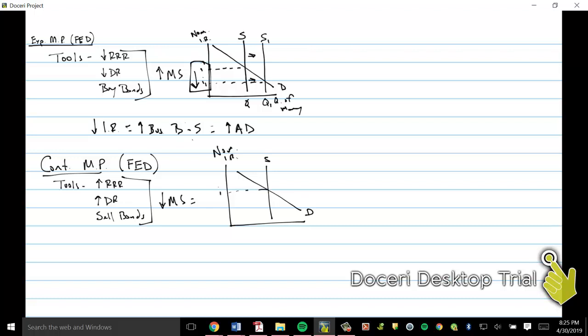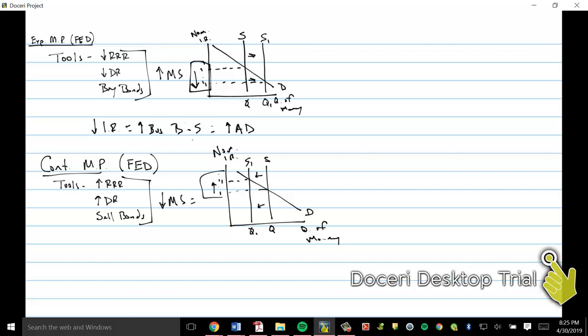Nominal interest rate. That is the money supply right there that you're looking at. This is the quantity of moolah. And our contractionary policy shrinks the money supply. We are taking money away from banks so they have less money to loan out. And when that happens, the interest rates go up.